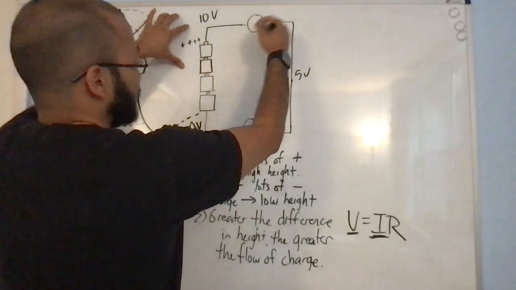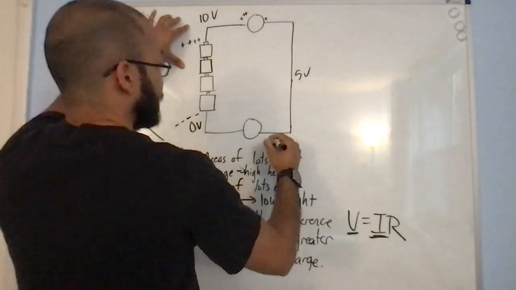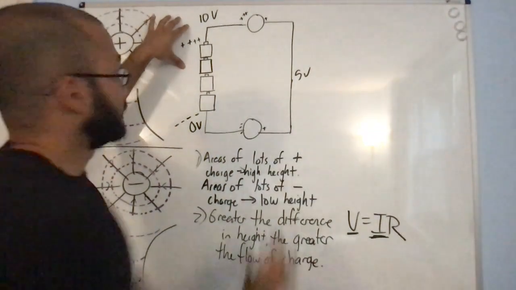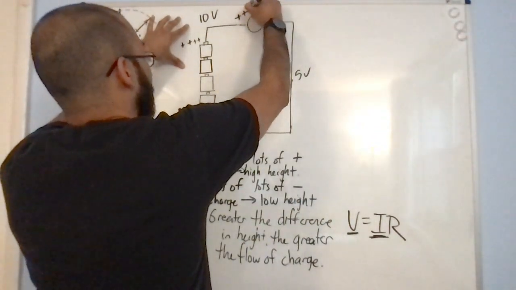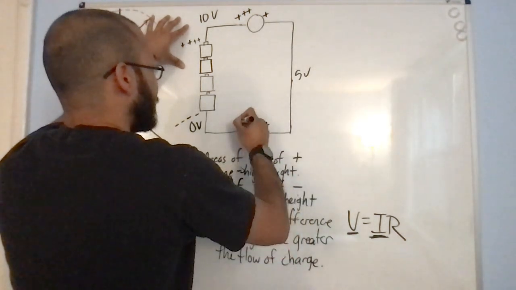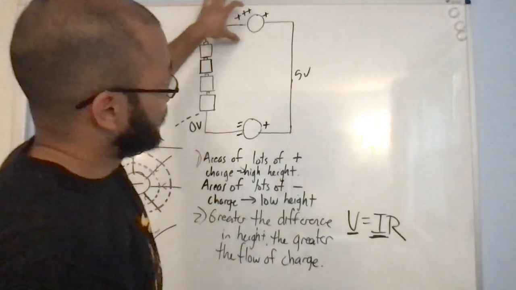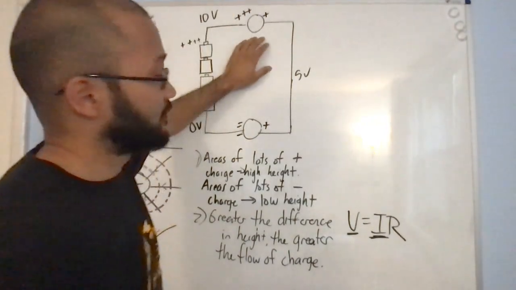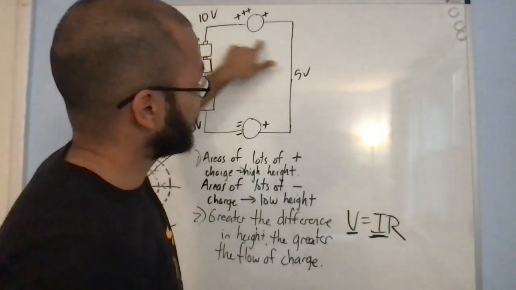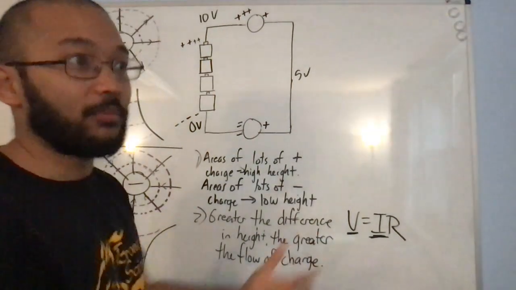So what I want you to visualize is plus, plus, plus, plus, plus. It's not a perfect analogy. Sorry, those should be bigger. But this is kind of what's going on under the hood. If you were to look at the charges, charges would be bunching up over here. And as they pass through, this bulb is acting like a roadblock. So there's the same amount of charges passing through, but at a lesser height. Again, the difference in the height corresponds to how much charge is flowing through it.